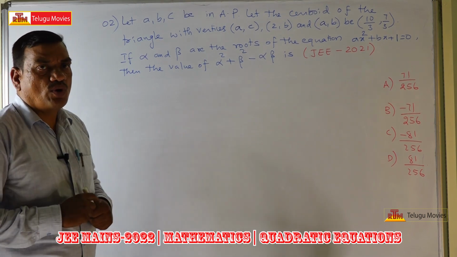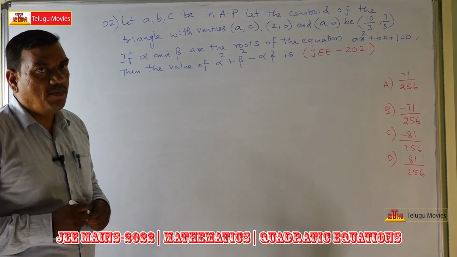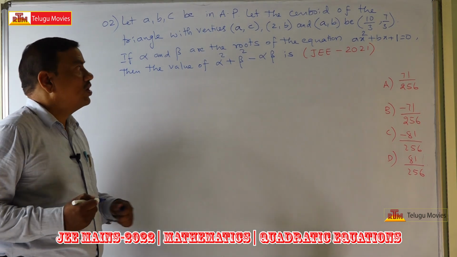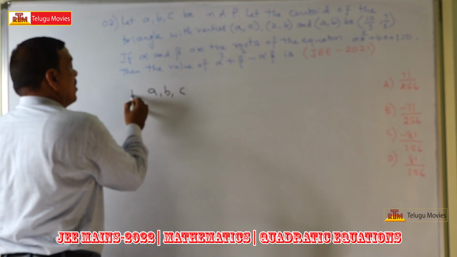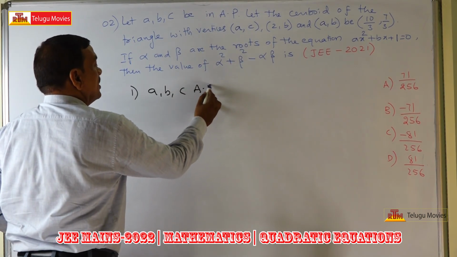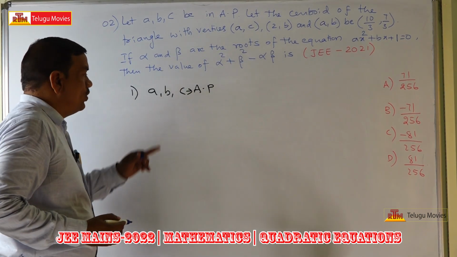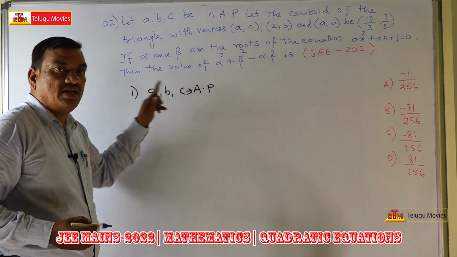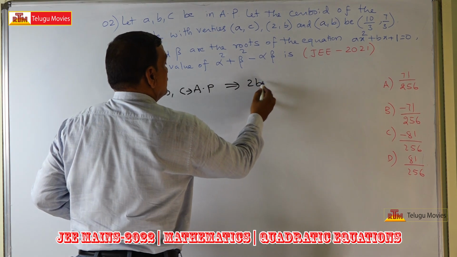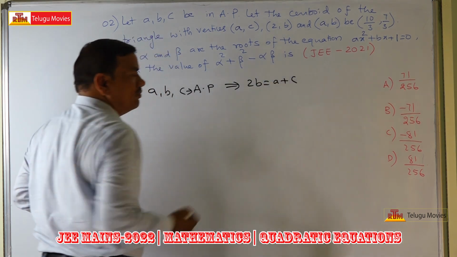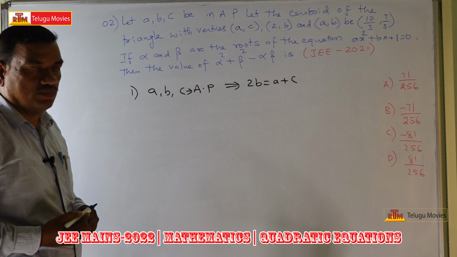So to solve this problem, first you should know some basic principles. The first one is, if A, B, C are in AP, we know that B is the arithmetic mean of A and C. So this implies 2B is equal to A plus C. That is, B is equal to A plus C by 2.